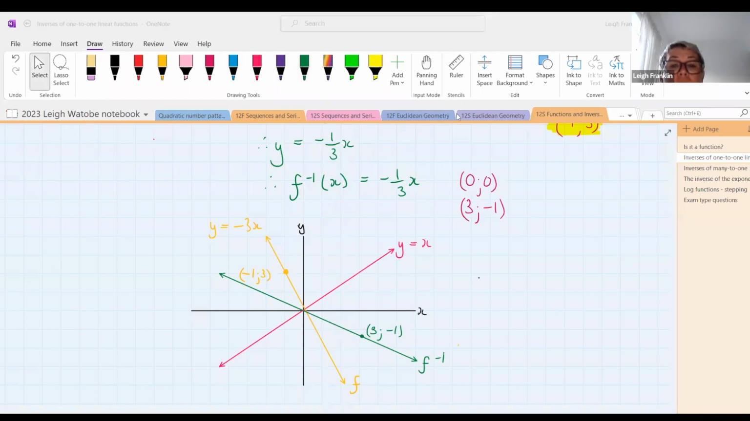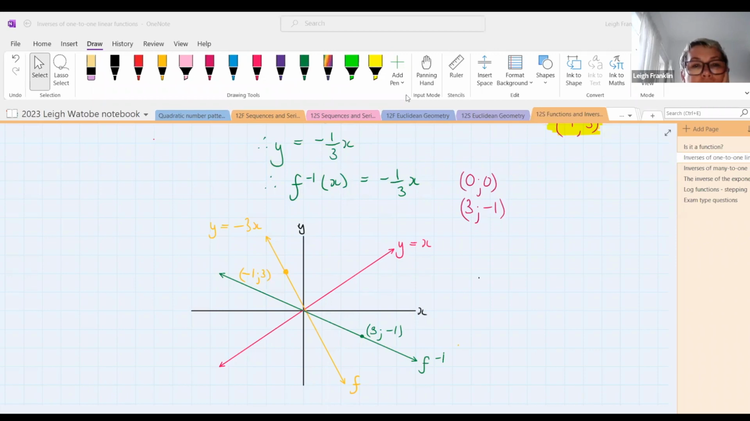So is the gradient of the red line 1? Yes, Pinga. The gradient of the red line is 1, because it's an invisible 1 in front of that x. The gradient of the yellow line is minus 3. The gradient of the green line is minus 1 over 3. Okay, everybody happy? Thumbs up, thumbs down. How are we feeling? Good, Pagelo.